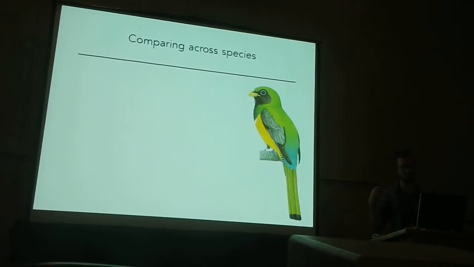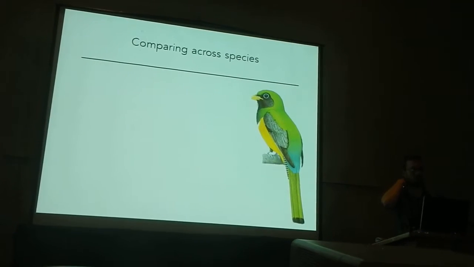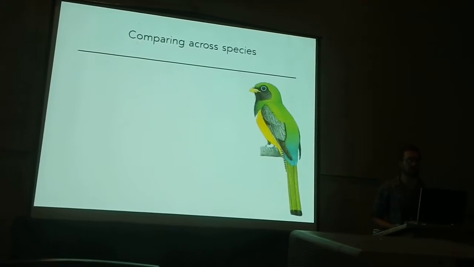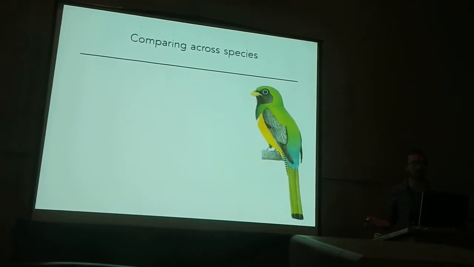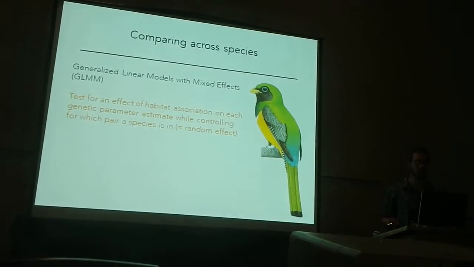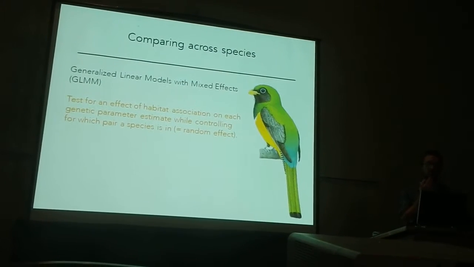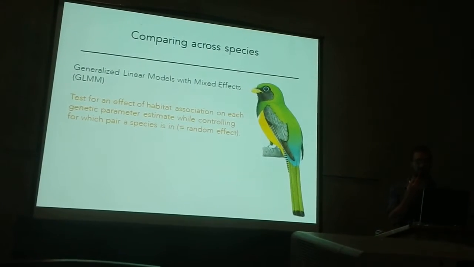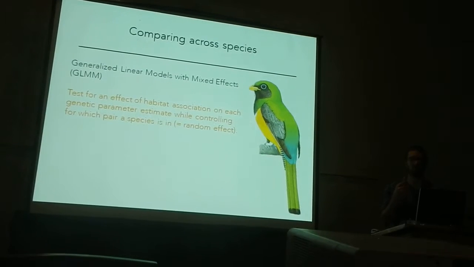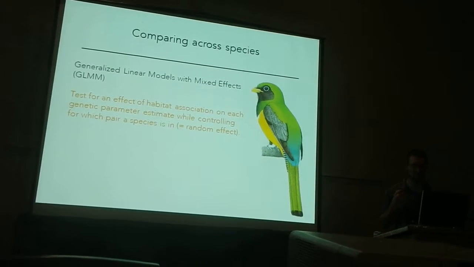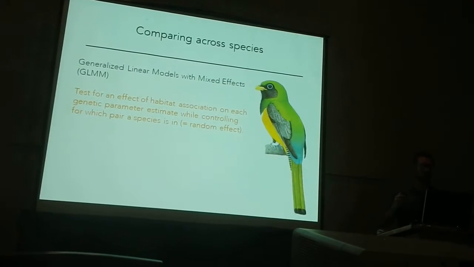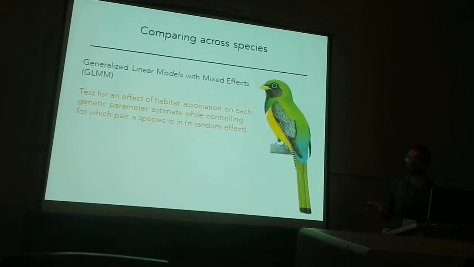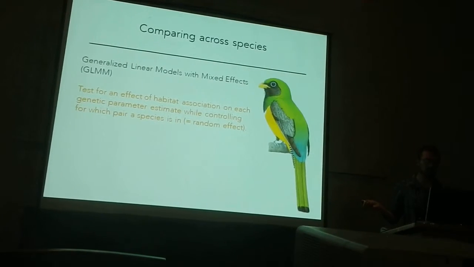So we have all these summary statistics and population genetic parameter estimates. And the next step is we have these 40 species, 20 pairs. How do we compare across all our species? So we used 2 methods to do this. The first was generalized linear models with mixed effects. And this we used to test for an effect of habitat association on each genetic parameter estimate while controlling for which pair of species it is in using a random effect.